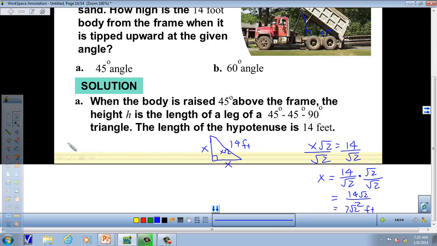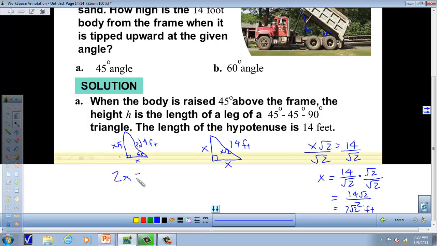The second one is telling us if this angle is no longer 45, but it's 60 degrees. So basically we have something where it looks like, not drawn very well, but that's okay. This is 60 degrees now, and this is still 14 feet. Okay? So in this case, we've got x down here, we've got x rad 3 over here, and we've got 2x here. So we want to know what that height is.